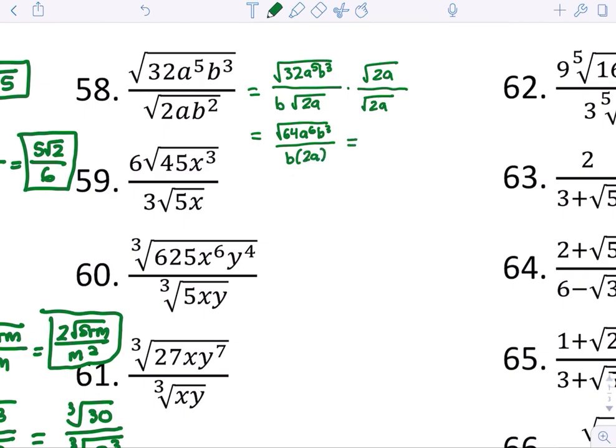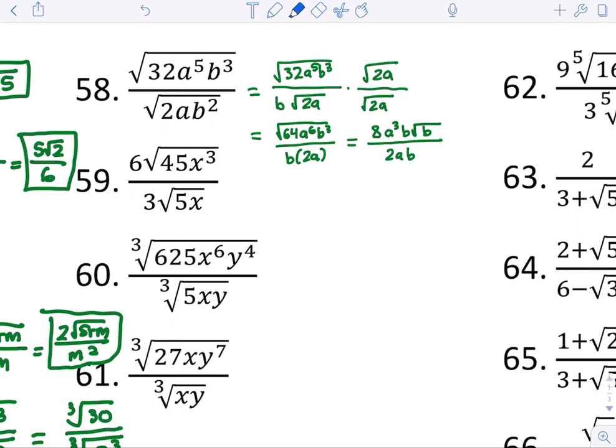And that's going to equal, now let's look at the numerator, right? Square root of 64 is 8. 6 divided by 2 is a to the 3rd. There's 3 a's. 3 divided by 2, so that means there will be 1 b on the outside and 1 b on the inside. And on the bottom, 2ab.